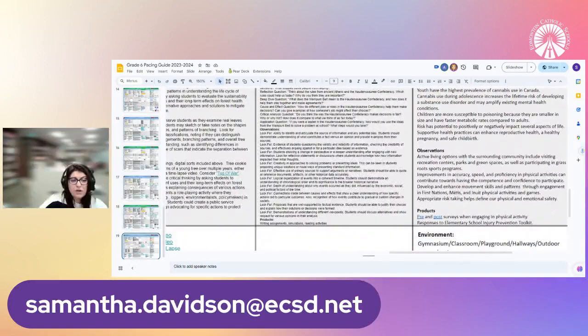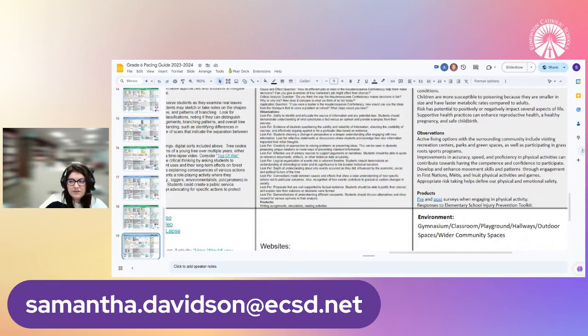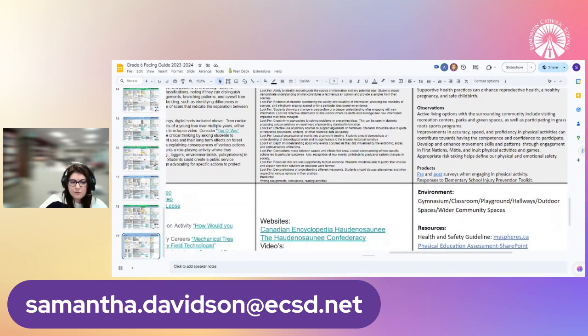And then, of course, under our observations, we're looking more specifically at the skills. So, looking for ability to identify and articulate source information. Looking for, are we questioning our sources? Are we looking for validity, reliability? Looking for creative approaches to solving problems. Looking for our students to be able to logically organize and sequence events, for example. So, those are all there.